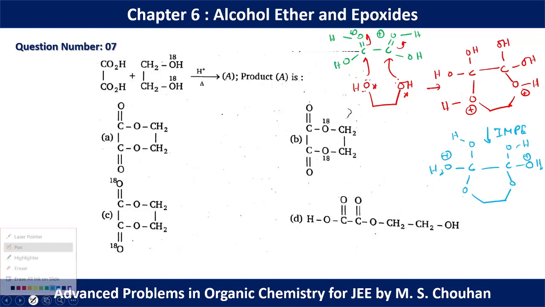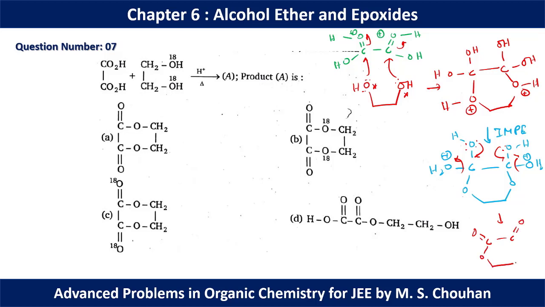Okay, now this lone pair will come, this will be eliminated, this lone pair will come, this will be eliminated. So we will have finally this kind of situation where the isotope labels are present in this position. So according to this, option B will be the correct option.